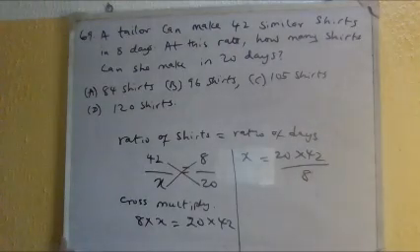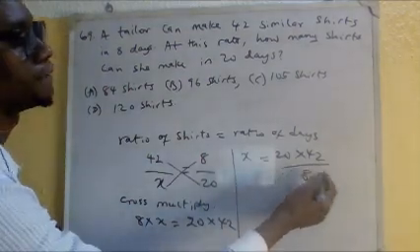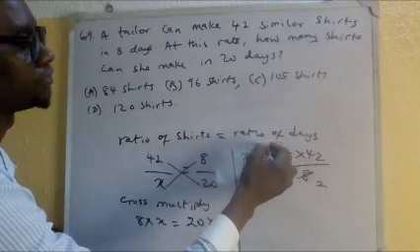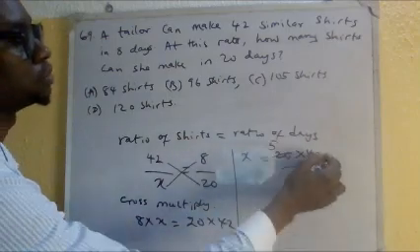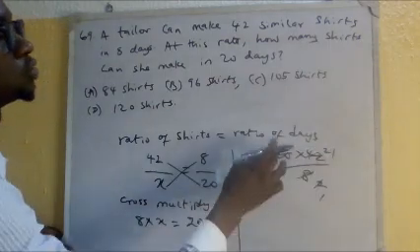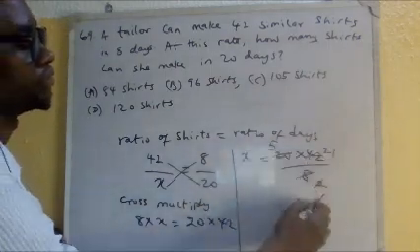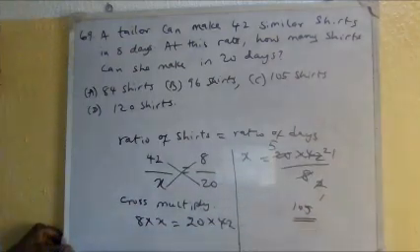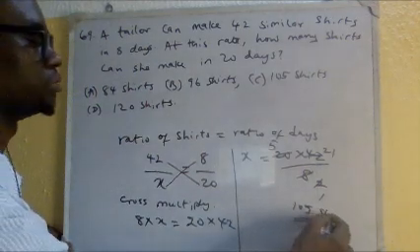I can come here, I say 4 into this place is 5. 2 here, 1, 2 here, 2, 1. So 5 times 1 is 5. 5 times 2 is 10. So this is 105, the number of shirts that she can make in 20 days. The answer is C. Okay.